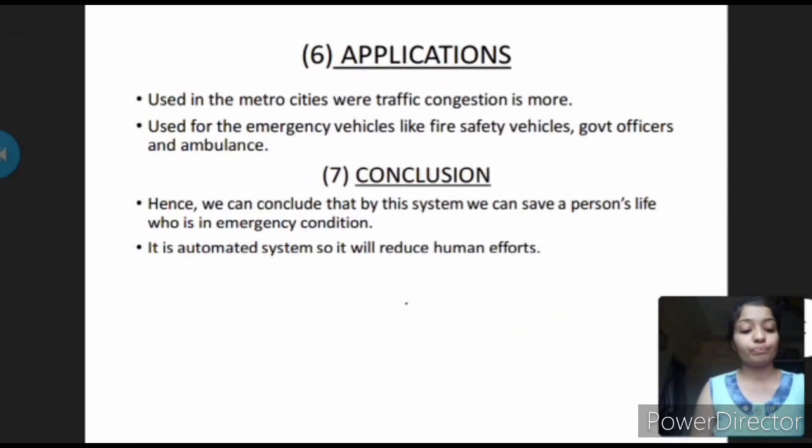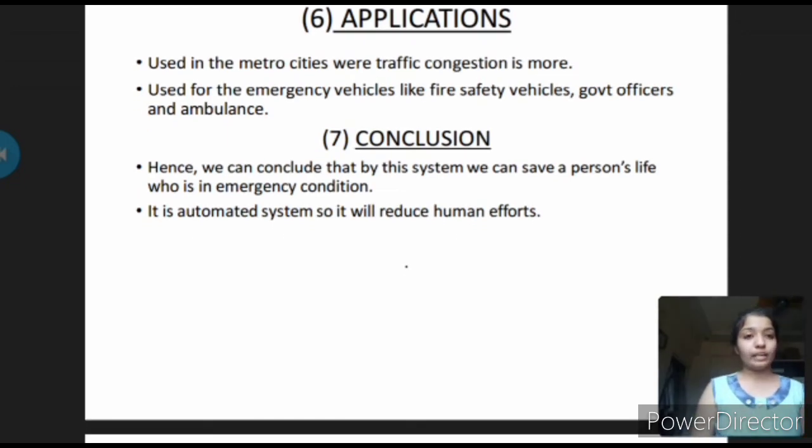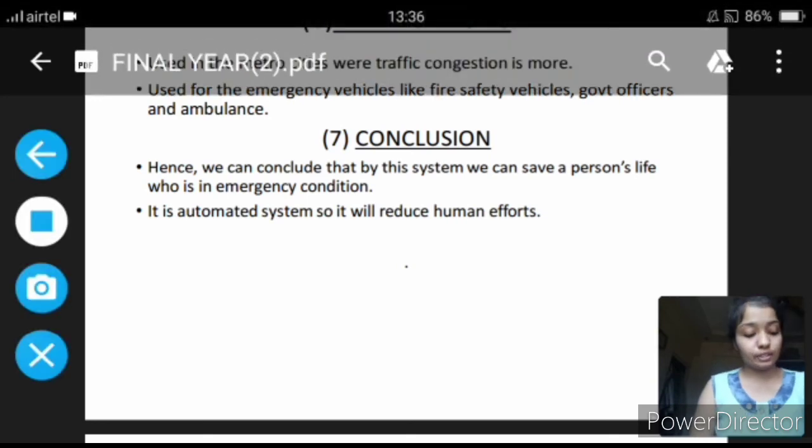Next one is applications. This circuit can be used in metro cities where traffic is heavy. It is mainly used for emergency vehicles like fire safety vehicles, government officers' vehicles and ambulances. Conclusion: we conclude that by this system we can save the life of a person in an emergency condition. It is an automated system, so it will reduce human effort. From here my team member will continue.